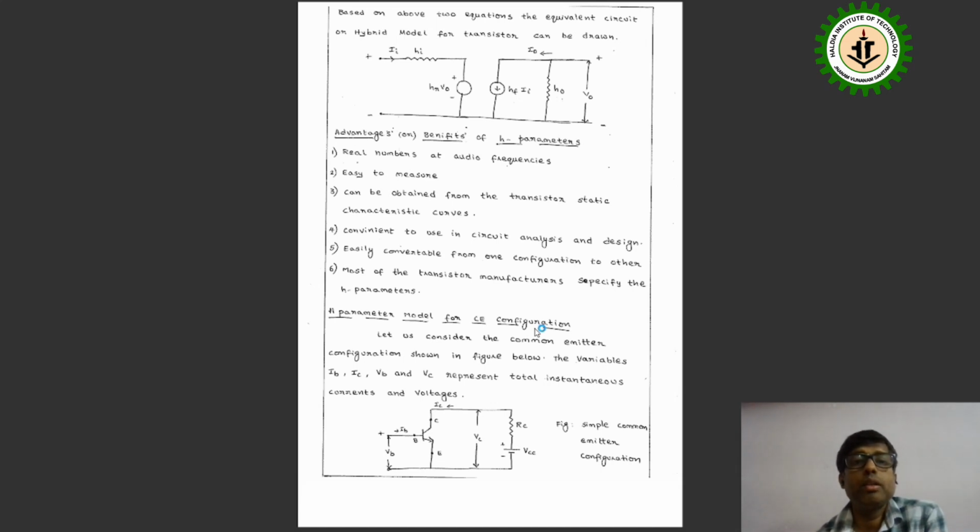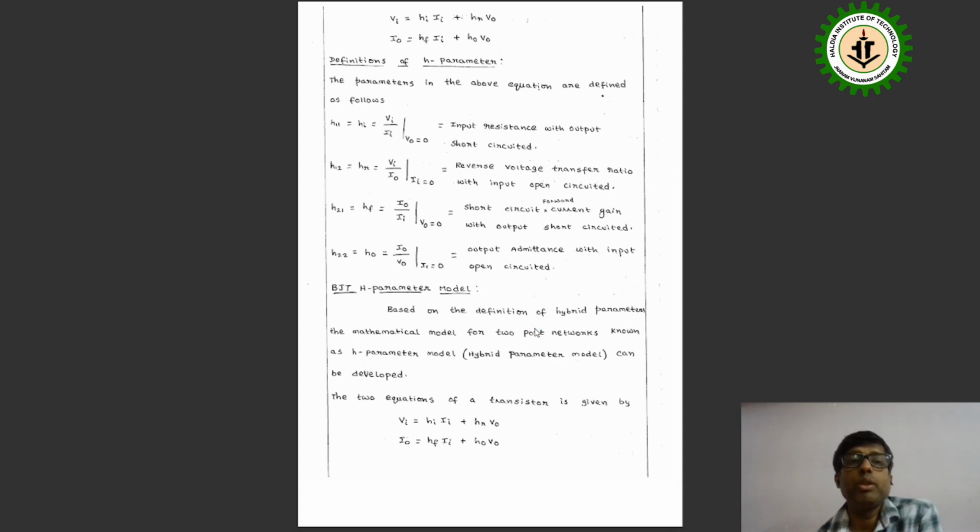So what we have in the black box, we can represent with this hybrid model. This is the input impedance on the input side, so I1 HI, and the second will be HR V naught. This is the voltage source, and this will be HF I1. With this, H naught is the output admittance, so this will be in parallel. So we get this configuration if we make the equivalent circuit of the equations. The equivalent circuit of the equations means this is the voltage V1.